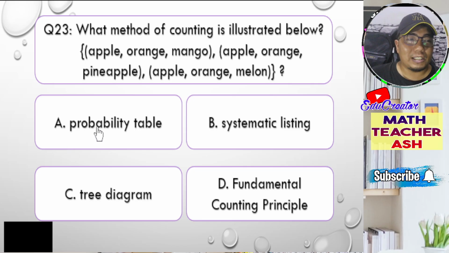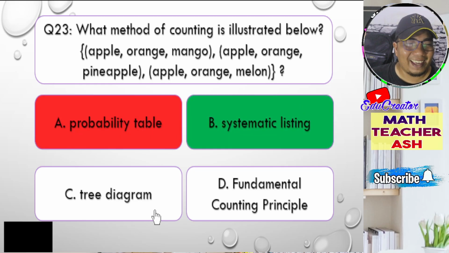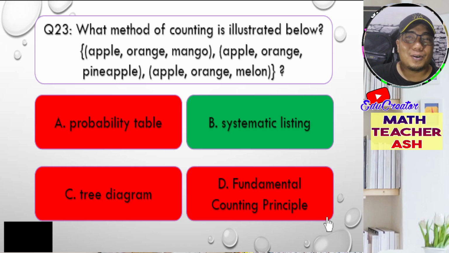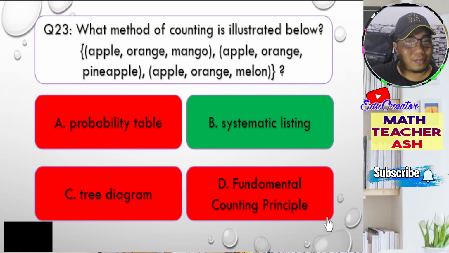Okay, math learners, this is very simple. As you can see, it is made by listing. So the correct answer here is letter B, systematic listing. Simple as that, my dear math learners. Of course, there are some questions that are very literal. So you just need to think which of the following is the best answer for the given scenario.